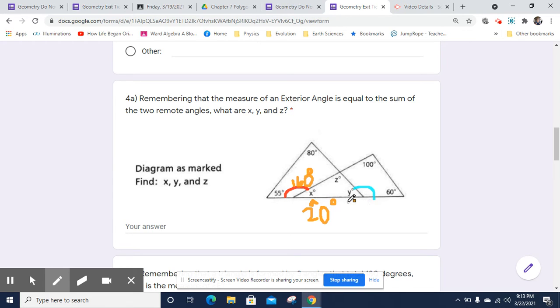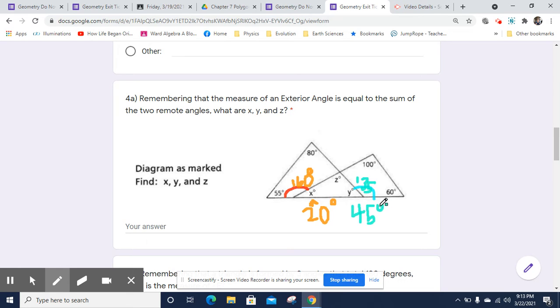Okay. And then this angle has to be 55 plus 80. And 55 plus 80 is going to be 135. So that's 135. And if that's 135, y is 180 minus 135. And 180 minus 135 is going to be 45 degrees.